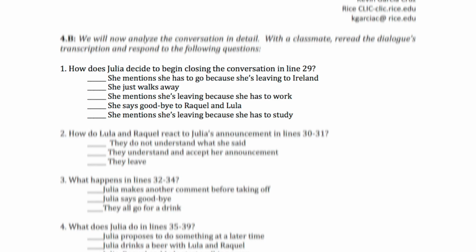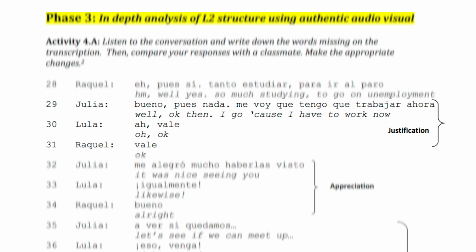On page 3 and page 4, students get a series of questions that they need to answer based on the dialogue. For example, how does Julia decide to begin closing the conversation in line 29? So they go back to line 29 and they select the most appropriate response.